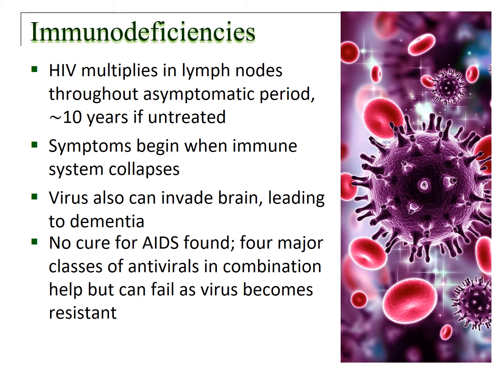HIV will multiply in lymph nodes throughout an asymptomatic period, which is about 10 years if untreated. And your symptoms usually begin when the immune system has a collapse. The virus can also invade the brain, leading to dementia. There hasn't been a cure for AIDS found, but there are 4 major classes of antivirals that have been developed in response to this disease. They can help in combination, but they can begin to fail if the virus becomes resistant to them.